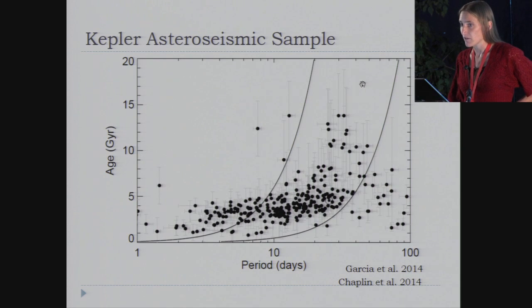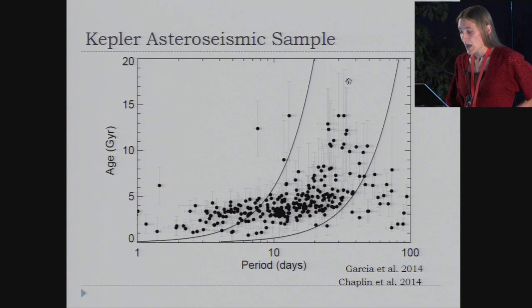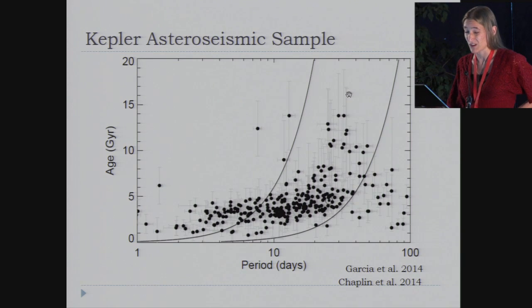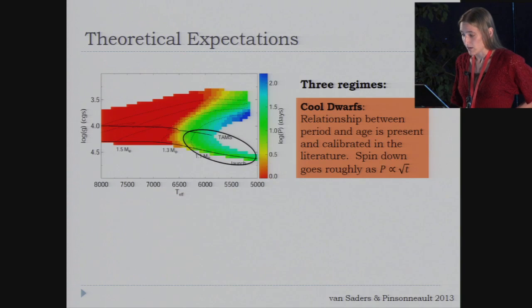And so if your object is following the gyrochronology relationships as they appear in the literature, you'd expect your stars to fall somewhere between these two curves. Exactly where they fall will depend on their mass. And what you see, if you just take this at face value, is that it doesn't look very much like this relationship is describing the data. If you were to just fit this with some kind of relationship, you'd get a much shallower period-age relationship. But in fact, the picture is more complicated.